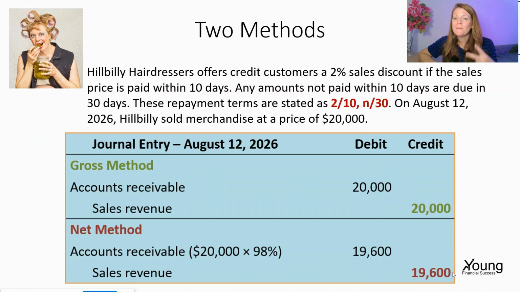So there are two different methods we can use. We have the gross method. If we use the gross method, this is where we say, you know what, they're probably not going to take the discount. That's kind of what we're assuming. So we debit accounts receivable for the full amount they owe, and we credit sales revenue for the full amount. The net method says, no, I think they're going to take the discount. So we take into consideration that they are going to take the discount. So we debit accounts receivable for $19,600, which is the 98%. If they got a 2% discount, they're only paying 98% of the $20,000. So for the $19,600, we only credit sales revenue for that amount as well.